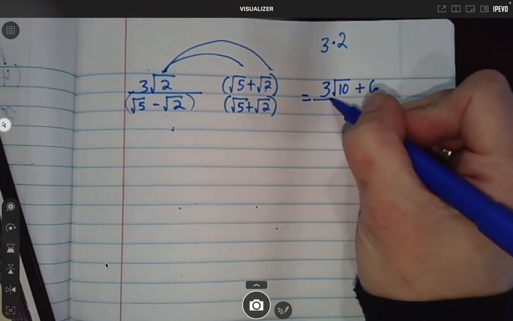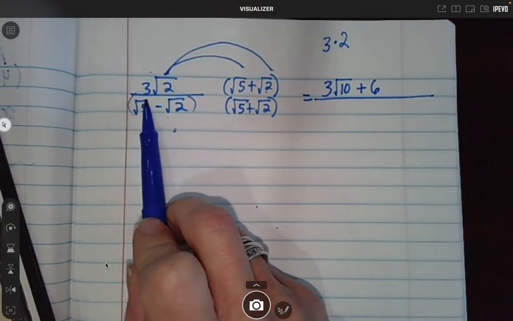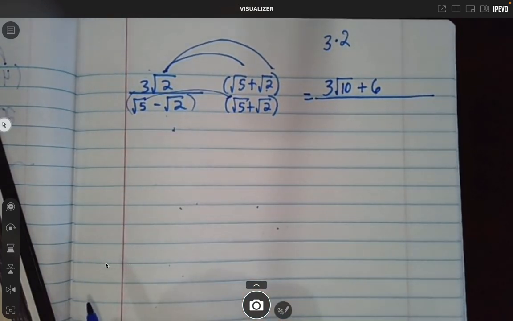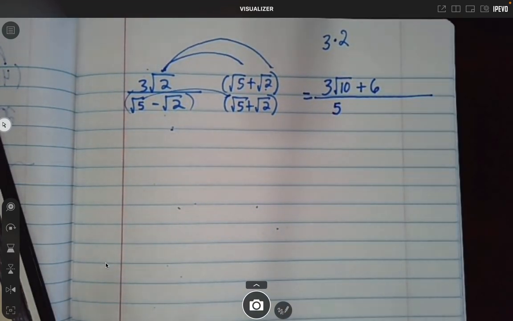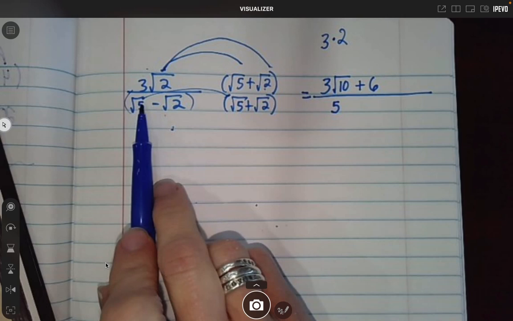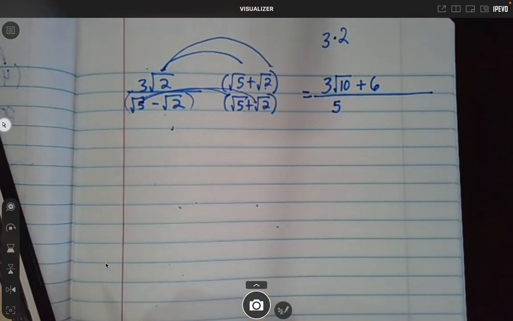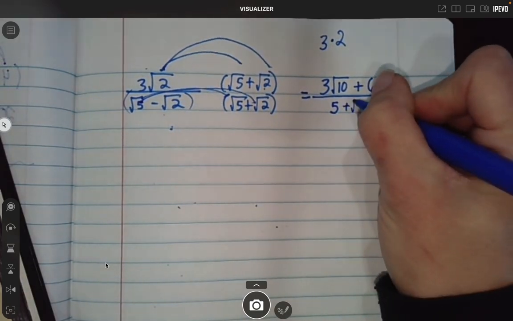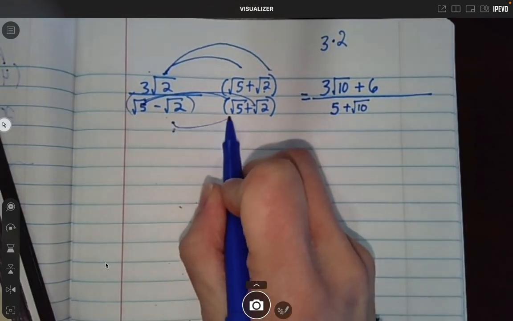Okay, all that's in the numerator. Now we have to figure out the denominator. Well, what is the square root of 5 times the square root of 5? 5. Do y'all want me to do the middle ones, or do y'all know that they're going to cancel out? It's up to y'all. Can you? Yes. So then I have, what's the square root of 5 times the square root of 2? What's 5 times 2? So that's the square root of 10. What is negative square root of 2 times the square root of 5?